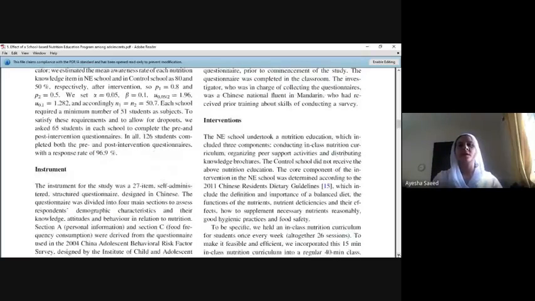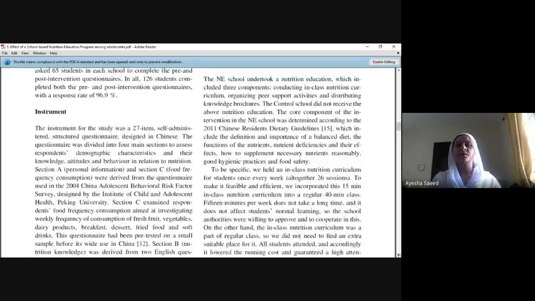Functions of the nutrients, nutrient deficiencies, their effects, how to supplement necessary nutrients, reasonably good hygienic practices, and food safety. How they standardized their nutrition education classes: there were a total of 26 sessions, and there was one class of nutrition.